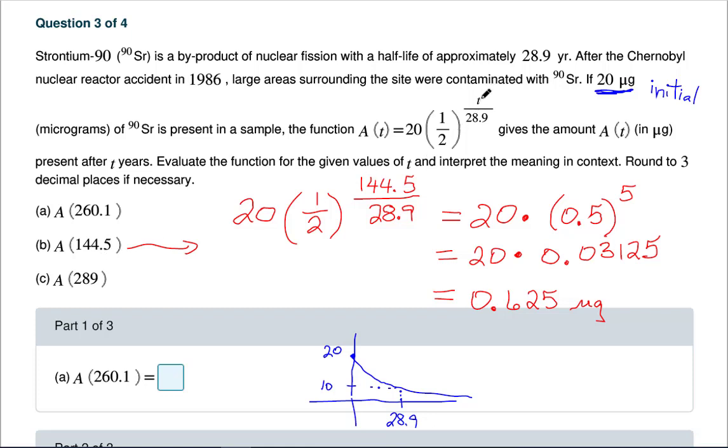Well, we simply plug in for the time, 144 divided by 5. When you make this calculation, it's a nice number, and so it turned out to be 5. A half is 0.5. So now I simply need 0.5 raised to the 5, get that number, and multiply by 20. So we have 0.625 micrograms of this substance left, and I rounded it to 3 decimal places.